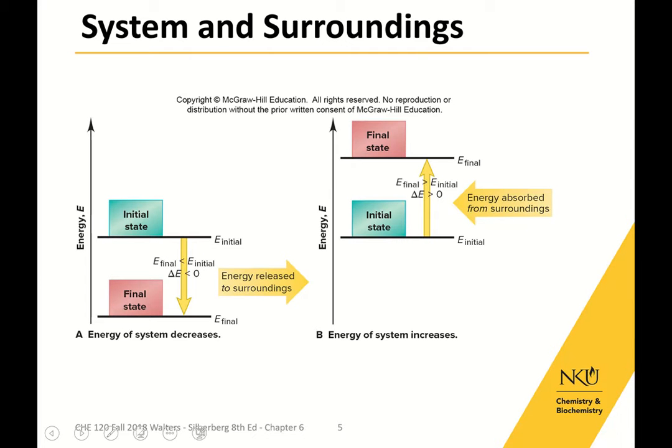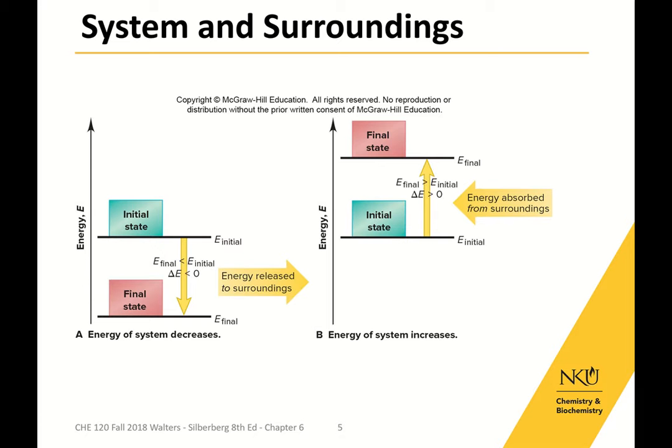Okay, so system and the surroundings. Okay, this is one from your book. We're looking at the energy of the system decreasing. So here's the initial state. This is the final state. So the delta E for the system, E final is less than E initial. Okay, it's always final minus initial. And so that means that delta E is less than 0. It's negative. Okay, so delta E can be negative. Negative just simply means that the final state is lower in energy than the initial state.